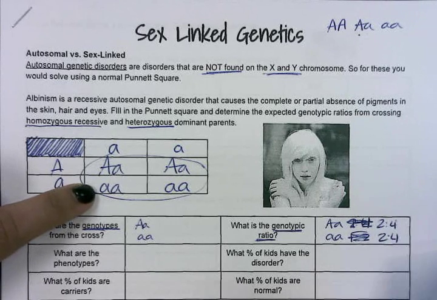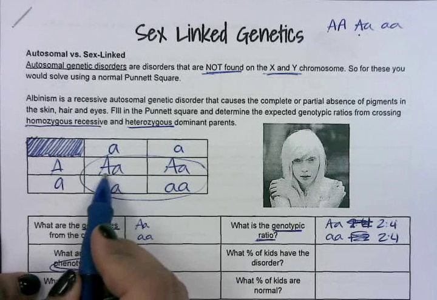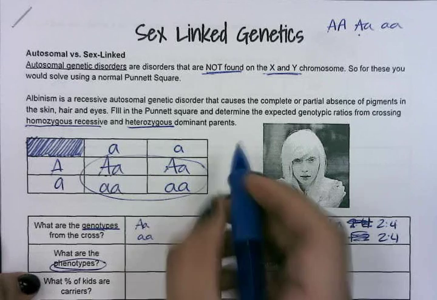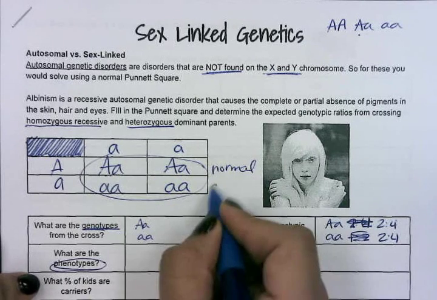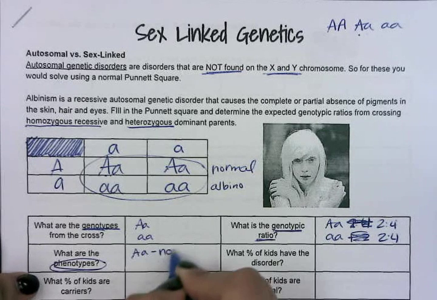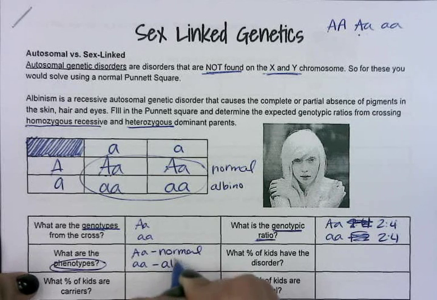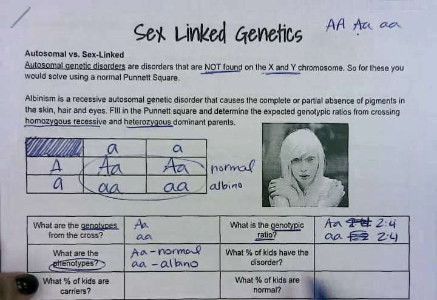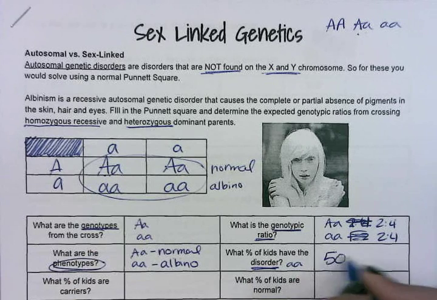Okay. What are the phenotypes? So what is it that I'll see? Well, as long as they have one capital letter, they're going to be normal. And if they have 2 lowercase letters, they'll be albino. So if they're heterozygous, they're normal. And if they're 2 lowercase letters, they'll be albino. Okay, what percent of the kids have the disorder? So what percent are in the homozygous recessive state? 1, 2, so that would be 50%.